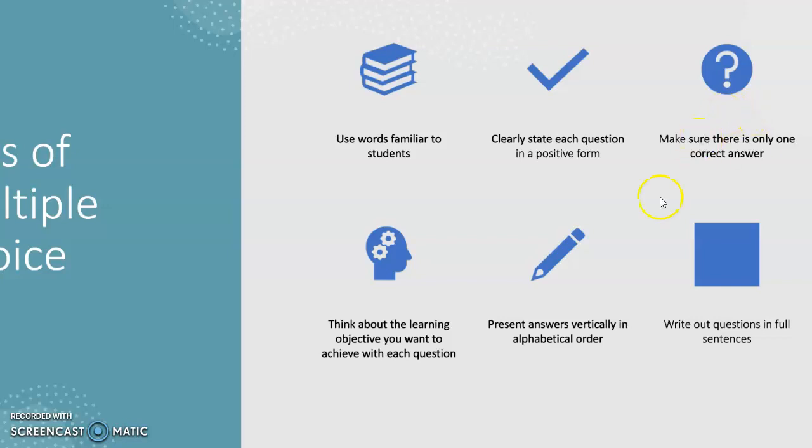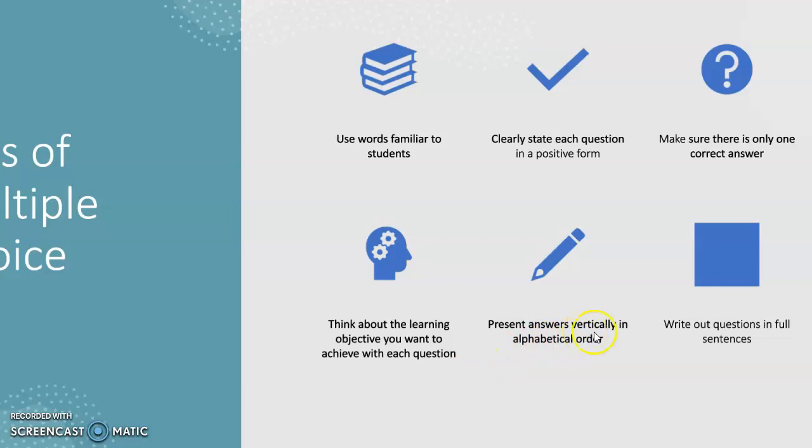classroom. And then think about the learning objective you want to achieve with each question. If you have a question in the test that doesn't have anything to do with what you want your students to achieve with this lesson, I would suggest you don't put it in there, because why would it be in there unless it's a bonus question? Maybe if it's a bonus question, but we're not talking about that right now. So just stick to what you want the students to achieve in the lesson.